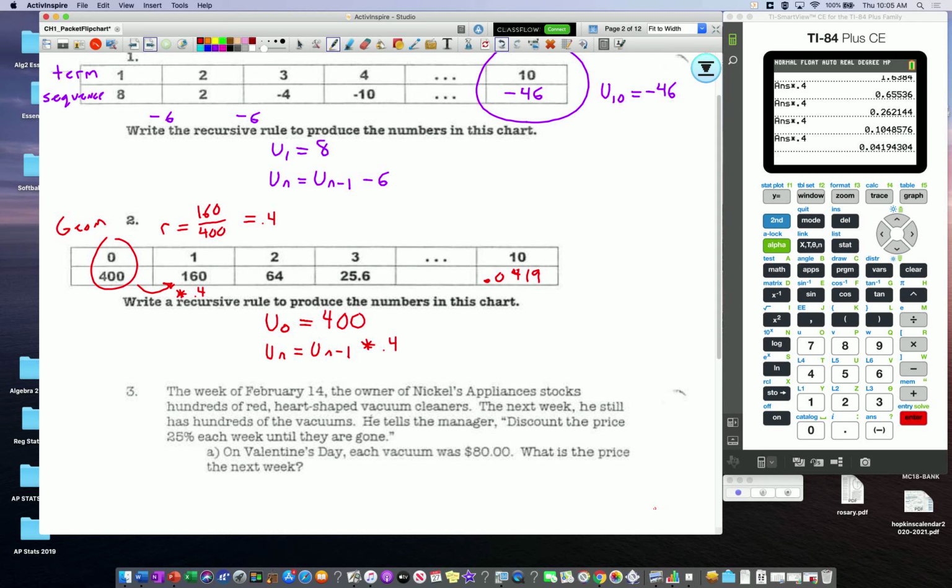All right, so we are not going to do example number 3. If you want to look at it, you'll see it's a really bad Valentine's gift to give to your loved one.